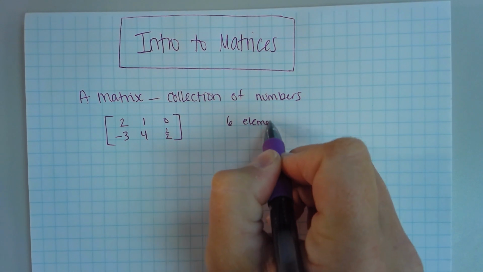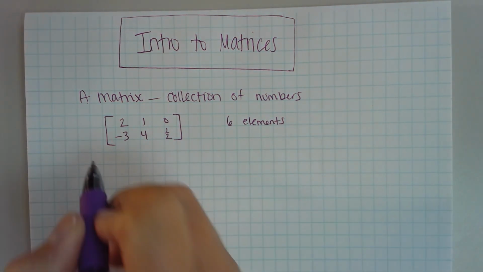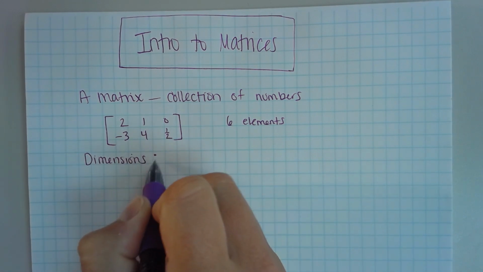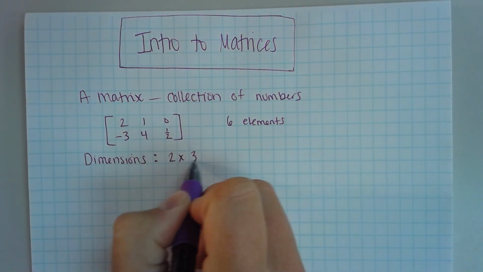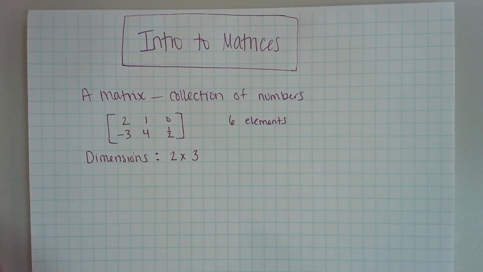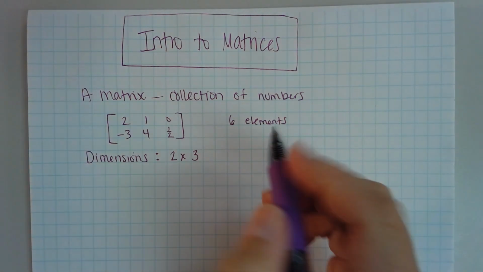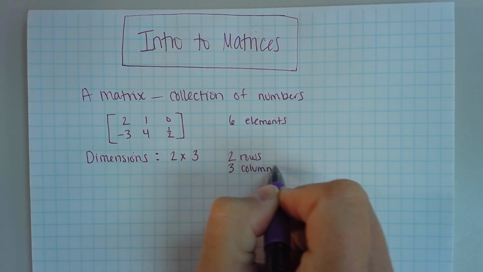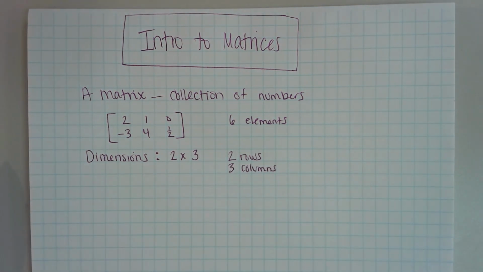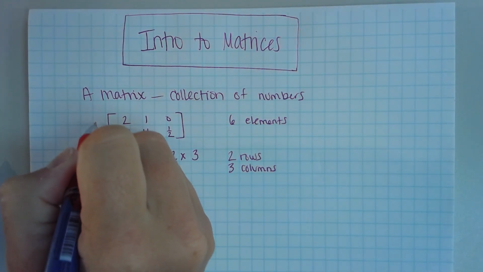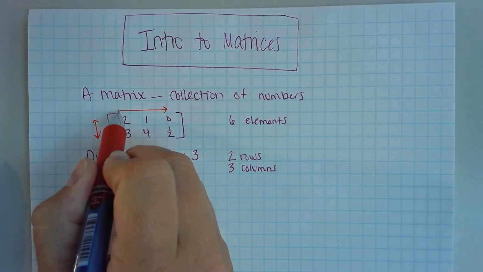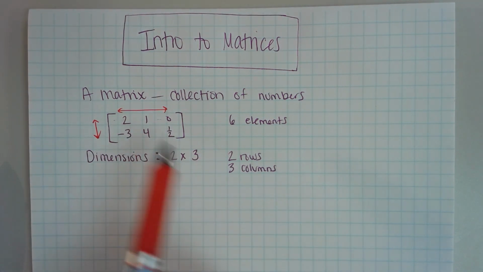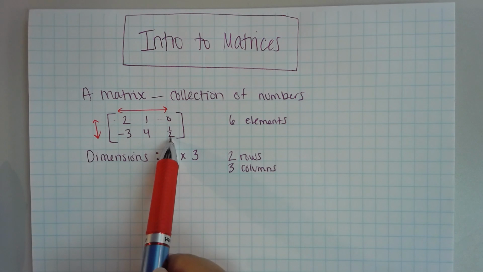If we're thinking about some vocabulary, the dimensions of this matrix would be a 2 by 3. How do I know that? Because there are 2 rows and there are 3 columns. So essentially when we talk about a matrix, we say how many are up and down, and then how many numbers are going across. So here's my first row, second row, 2 rows, and I have my 3 columns.